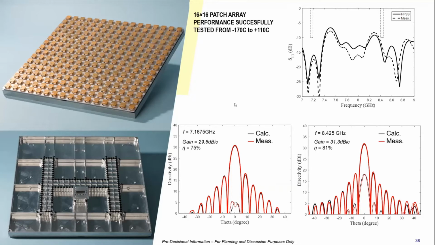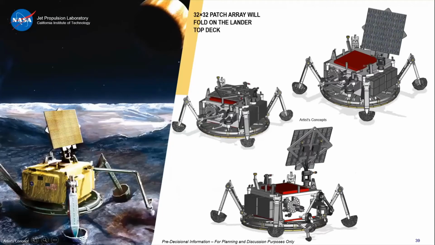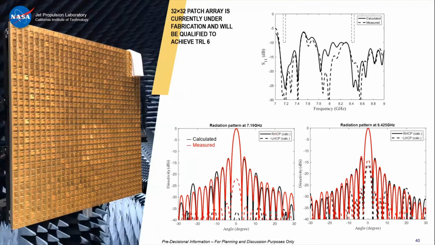This shows you how the antenna falls on top of the surface, and then it deploys with the gimbal, and the gimbal will be pointing toward Earth. And finally, we fabricated a 32 by 32, and we measured. As you can see, we also obtained a very good accuracy.